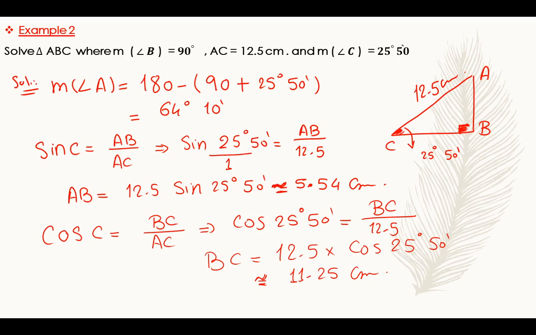So easy. Here, this is the known angle C. We know the measure of angle C, so we can say that AB is opposite to angle C and BC is the adjacent. Sine C will be equal to opposite over hypotenuse, so we can find the length of AB, and cosine C will be equal to adjacent over hypotenuse, so we can find the length of BC. Now we know the measures of all angles of the triangle, and we know all the lengths of the triangle. So now we solve this triangle. Okay, let's go to another example.